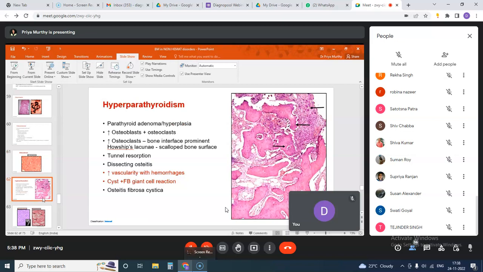Another condition which is useful to detect on bone marrow: we have picked up many cases of hyperparathyroidism just by seeing bone marrow biopsies. Now, hyperparathyroidism is due to increased parathyroid hormone. There is increased calcium, due to which there is irregular mineralization of the bone, and increased osteoclastic as well as osteoblastic activity is seen in hyperparathyroidism.